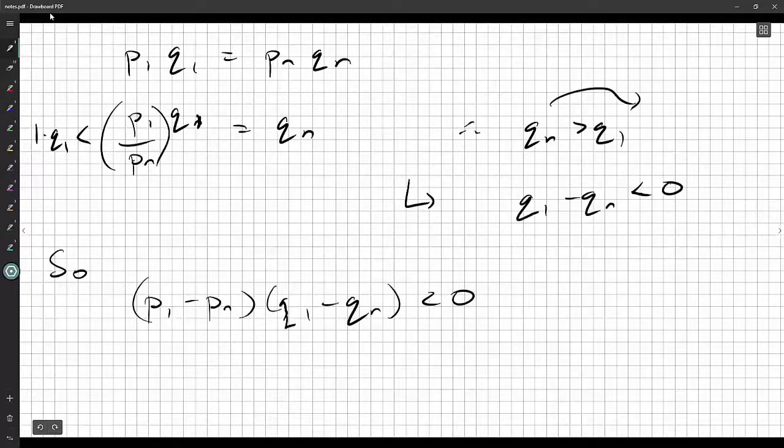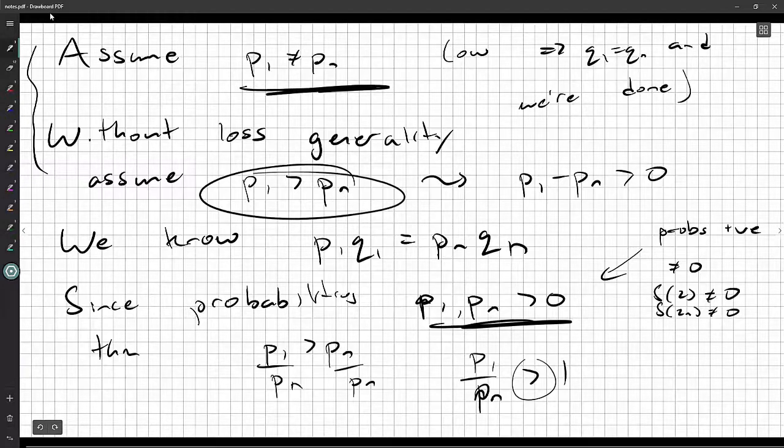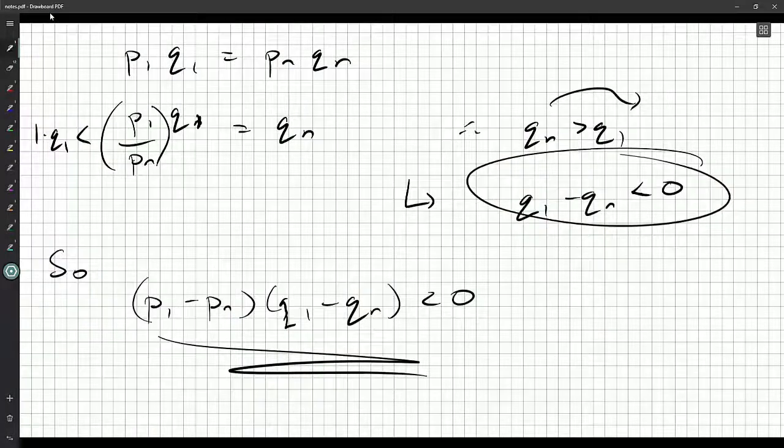Okay, so where did this all come from? We assumed P1 and Pn were not the same. And in particular, we said they were positive. If you had the other relationship, then you'd get that these were positive, and you'd still get negative there. That's why our choice, P1 greater than Pn, doesn't matter. That's why we were allowed to say without loss of generality. Okay? So there we go.